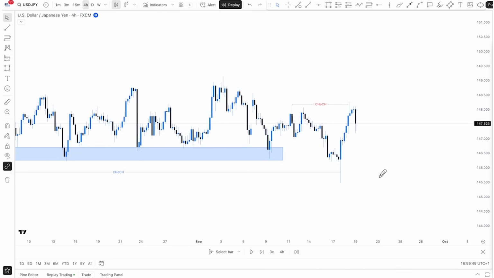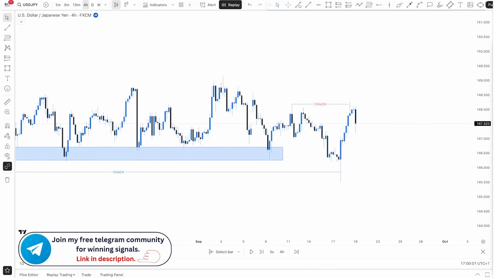The best part is that I did follow up with this trade setup, did share the breakdown with my mentees, okay, and we did profit from it as well. However, I did not share this with my free Telegram community because this is premium content, okay?